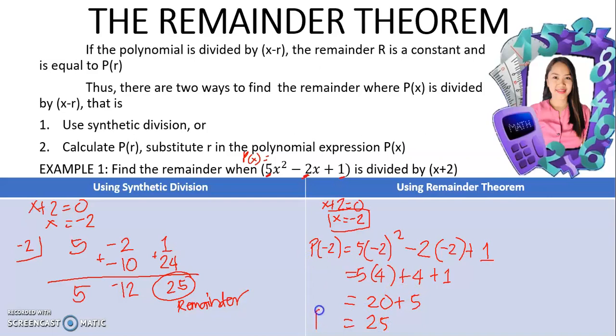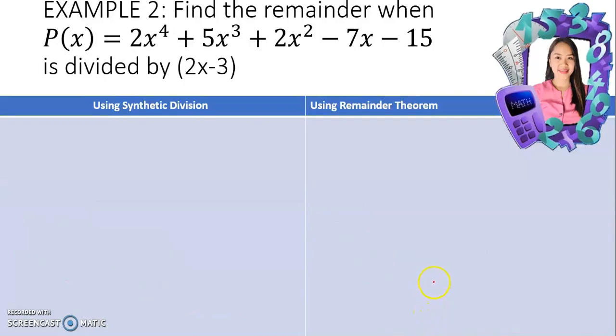So, P of negative 2 is equal to 25. So, this is the remainder when 5x squared minus 2x plus 1 is divided by x plus 2. As you can see, we have the same answer. This is using synthetic division, and this is using the remainder theorem. Okay, let us try another example.